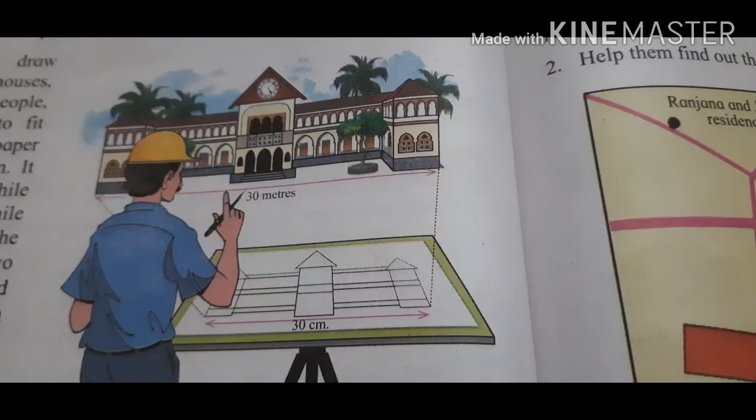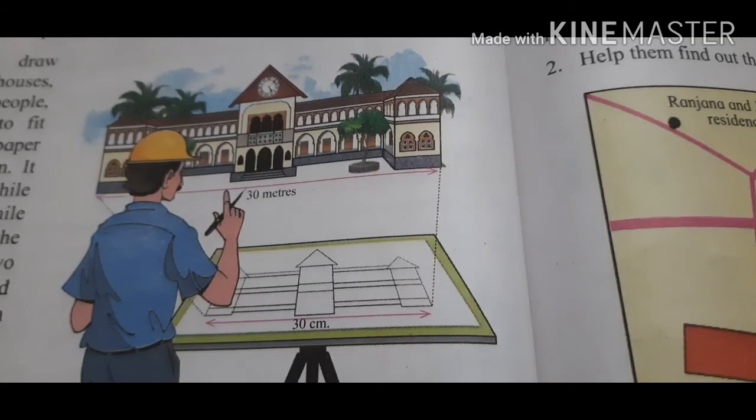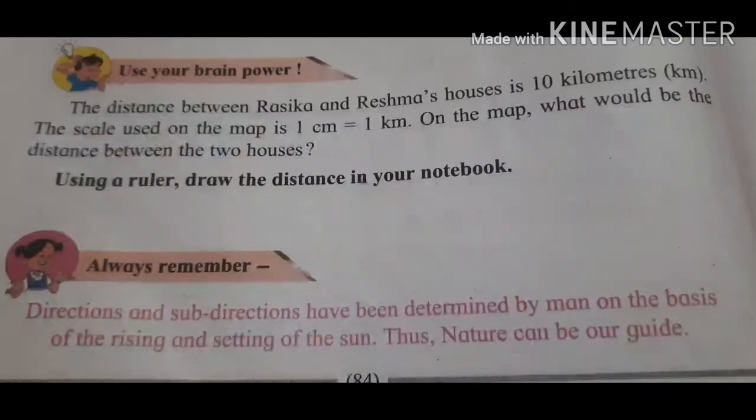So students, what have you learned? While drawing a map, a huge distance between two places on the ground is shown in such a way that it fits on a small paper. The distance on the map is made proportionate to the distance on the ground. Suppose the distance between Rasika and Reshma's house is 10 km. If the scale used on the map is 1 centimeter to 1 kilometer, then a distance of 10 centimeters is maintained between the two houses on the map.